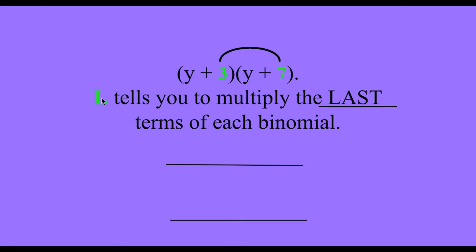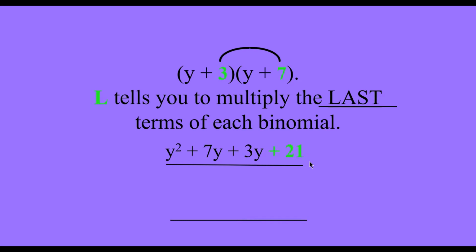And our last letter, L, tells you to multiply the last terms of each binomial. This is the last term, this is the last term. 3 times 7 is 21. We had a y squared, we had a 7y, we had a 3y, and we've got a 21 now. So I write all this down.